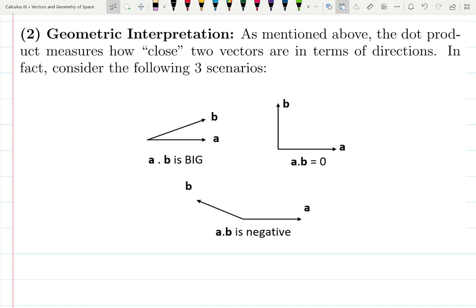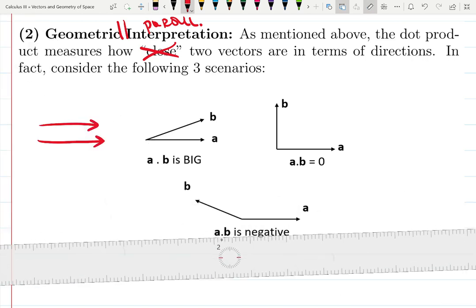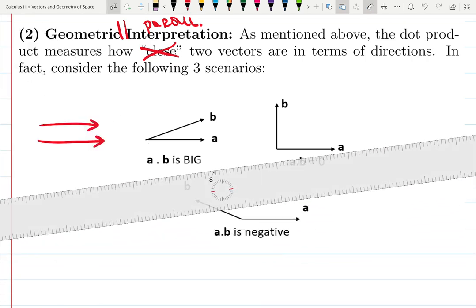Geometric interpretation. The dot product measures how, I would not say close two vectors are to each other, I would say parallel. So I would use just the notion like this: how parallel two vectors are in terms of directions. In fact, consider the three following scenarios. Very interesting. Like I told you, two parallel vectors look like this. But look at that. If I have a ruler, and I draw some kind of random vector, say like this.